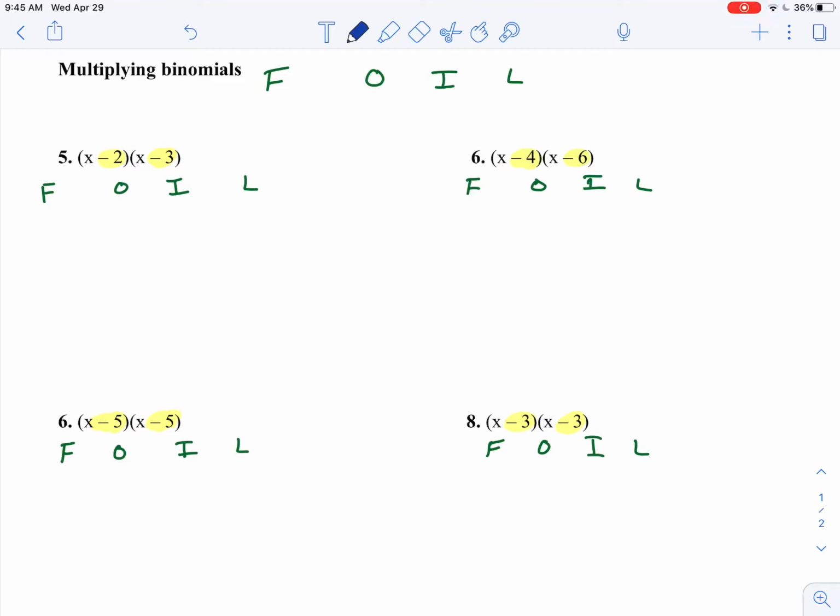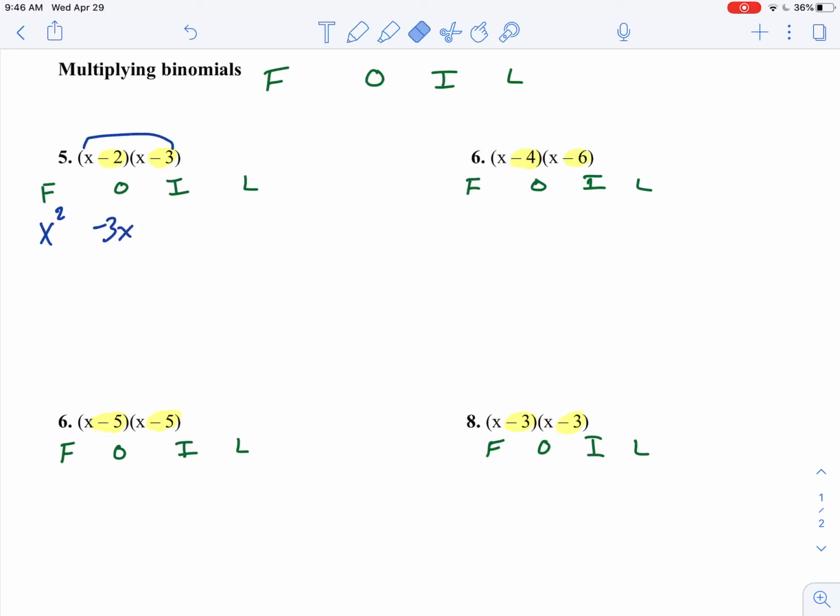So I'll do my FOIL. My first product is x squared. X times x is x squared. Now let's multiply the inner two numbers together. Negative 2, that's why I highlighted. Negative 2 times x is negative 2x. Now sorry, I screwed that up. It was outers first. X times negative 3 is negative 3x.